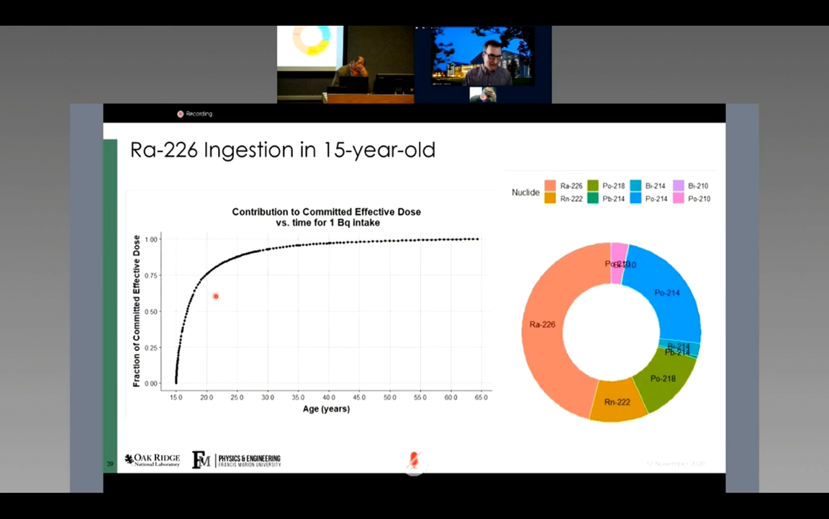Again, 75% of the committed effective dose is delivered in the first 5 years after that acute intake. This is in a 15-year-old. Be a little bit different if we did it in an adult because of the skeletal model and how it changes.